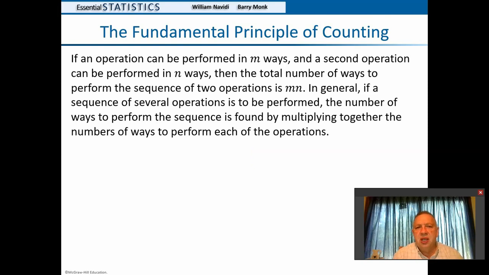If an operation can be performed in m ways, and a second operation can be performed in n ways, the total number of ways to perform the sequence of two operations is just m times n. So in general, if a sequence of several operations is to be performed, the number of ways to perform the sequence is found by multiplying together the number of ways to perform each of the operations.